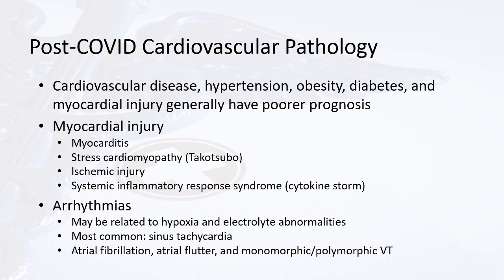Arrhythmias may be related to hypoxia or electrolyte abnormalities, or both. The most common seen has been sinus tachycardia, but there has also been atrial fibrillation, atrial flutter, and monomorphic or polymorphic ventricular tachycardia.